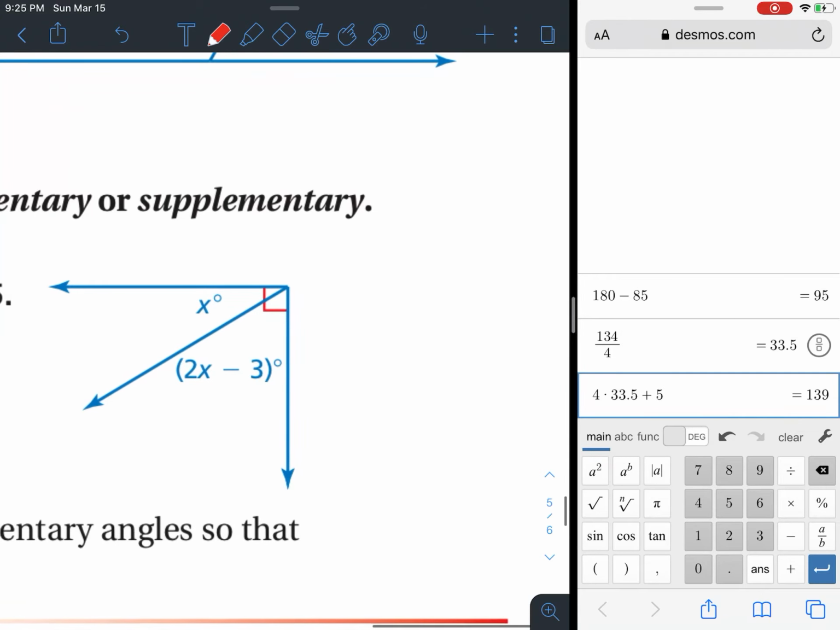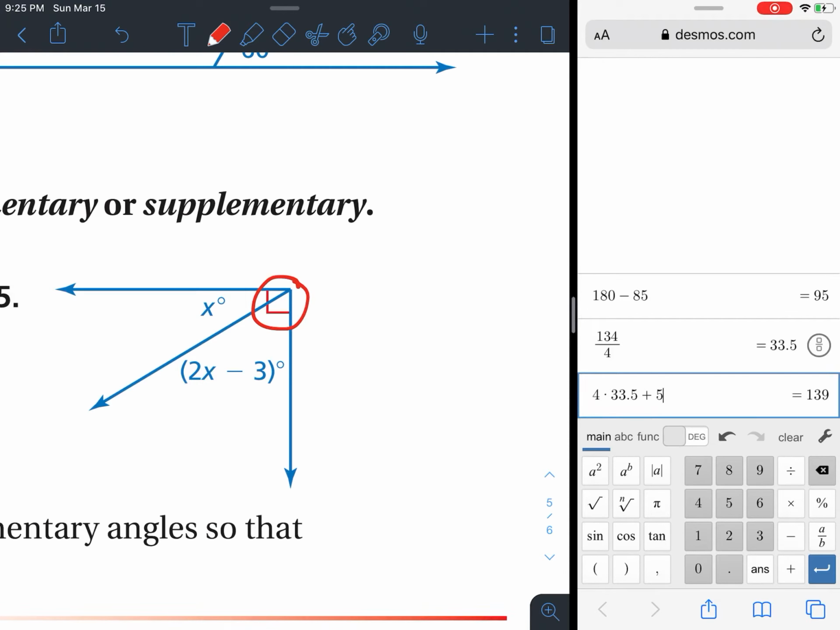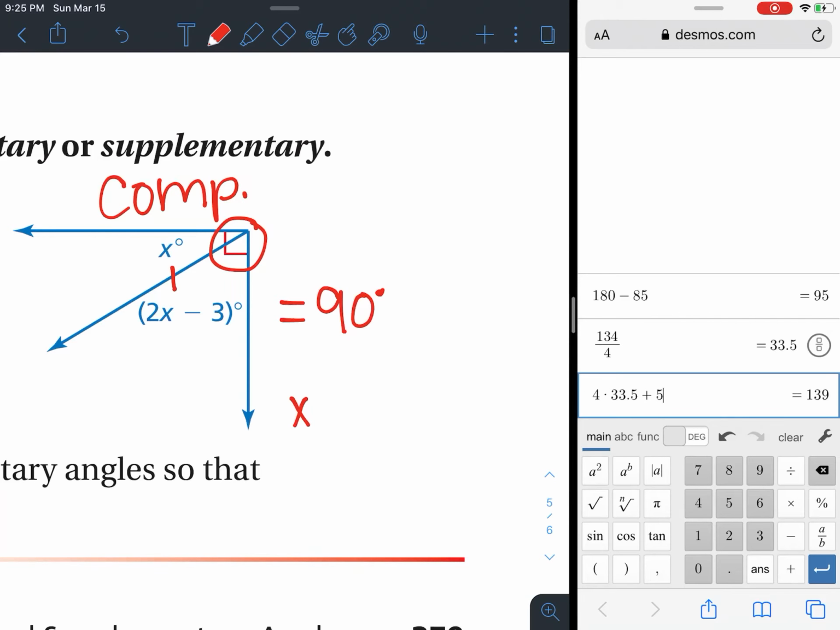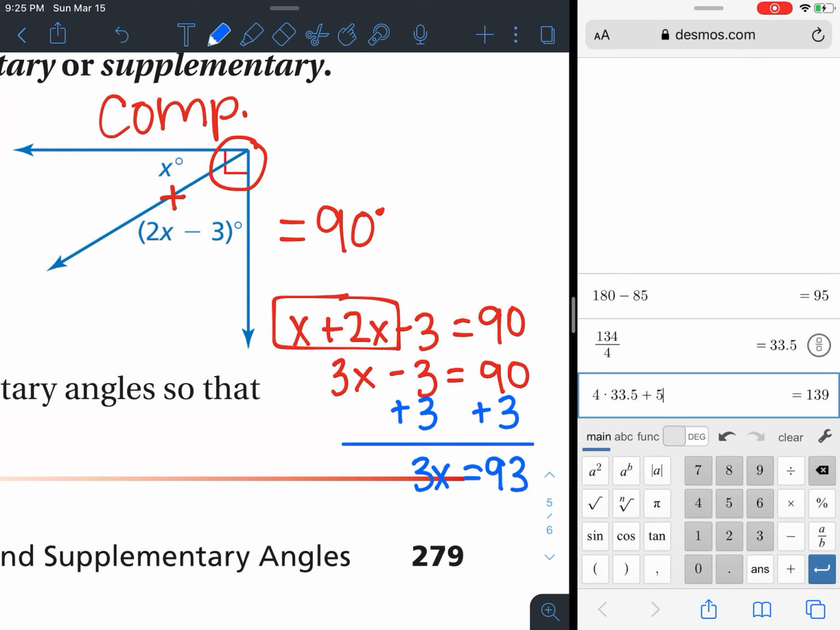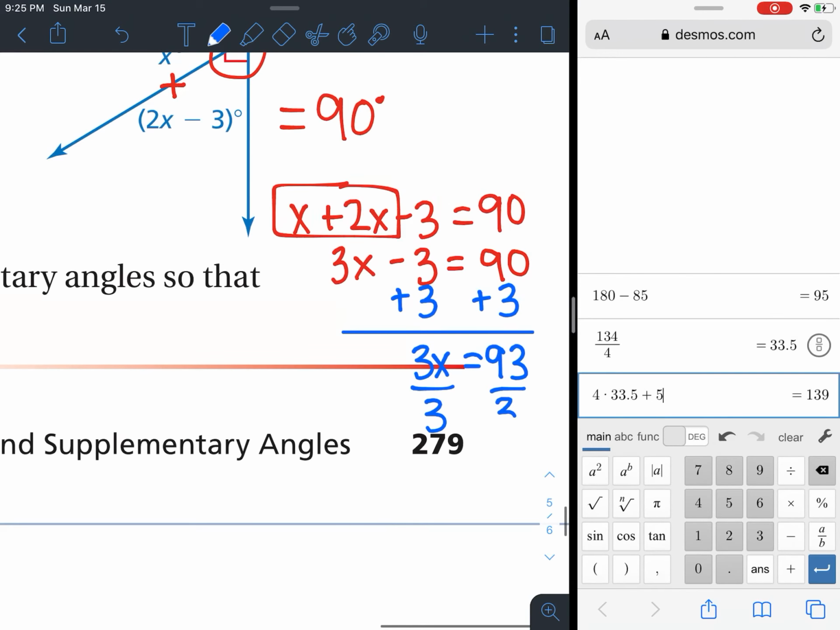All right, last one. This one has the corner, so that means it's complementary, and it has to equal 90 degrees. So x plus this other angle, 2x minus 3, equals 90. First step, combine like terms. X plus 2x is 3x minus 3 equals 90. Add 3 to both sides. 3x equals 93. Then we divide by 3, and x equals 31.